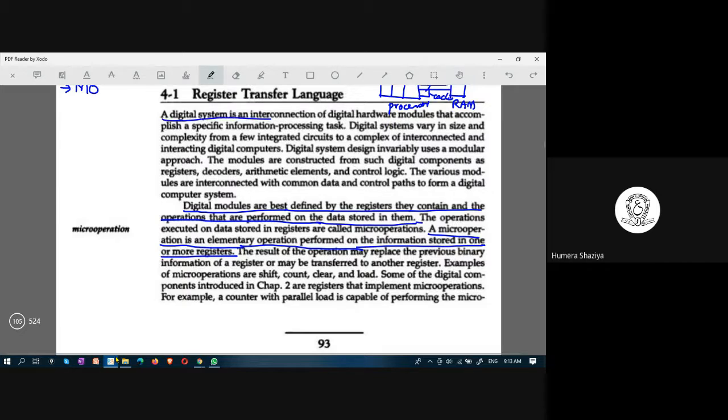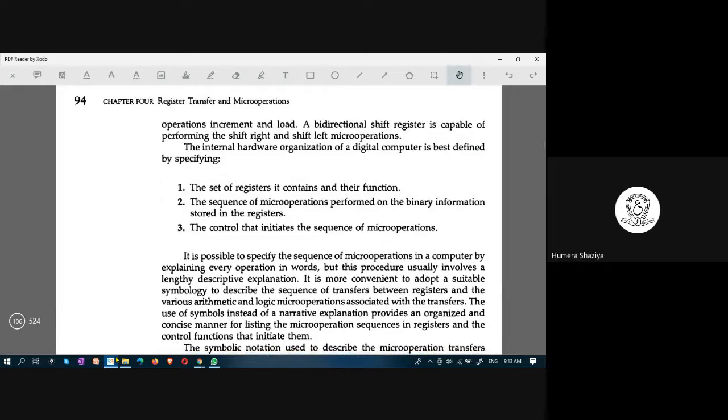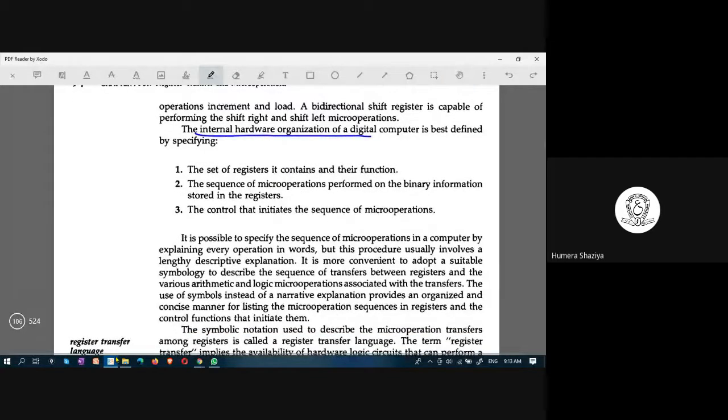What is a digital system? It is an interconnection of digital hardware modules that accomplish a specific information processing task. This is the definition of a digital system. This one is digital module, which is nothing but a register in this case, and this is micro operations. The internal hardware organization of a digital computer is defined by the set of registers it contains and their functions, the sequence of micro operations performed on the binary information stored in the registers, and the control that initiates the sequence of micro operations. Let us discuss this with an analogy.